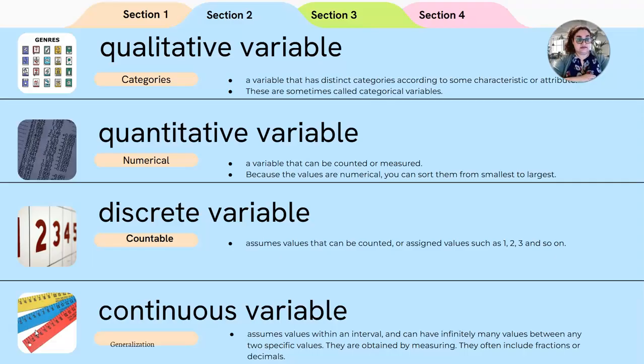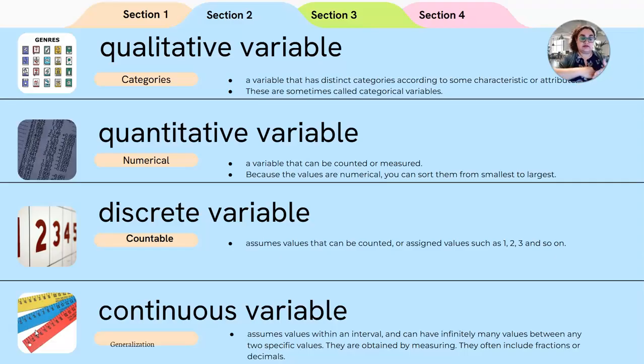Now, quantitative variables can then be broken up into two other types of variables. You have discrete variables, which are countable, so 1, 2, 3, 4, 5. It could be anything like the number of cats you have, or the number of people in your class, anything like that. It has to be a whole number. It can't be half of a person or half of a cat. That's just weird. Those are discrete.